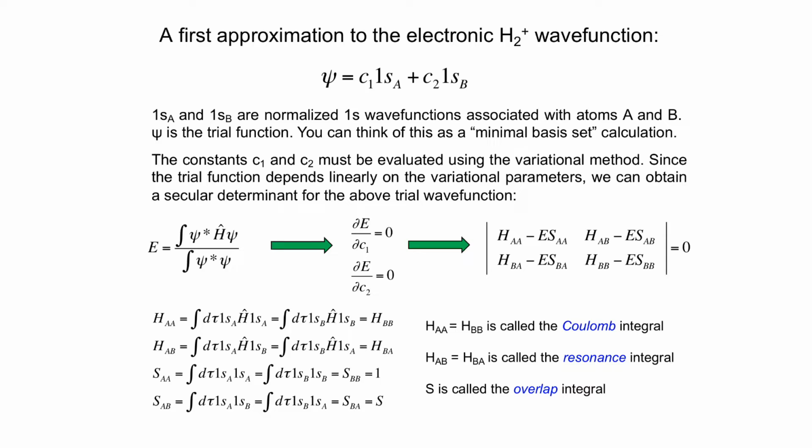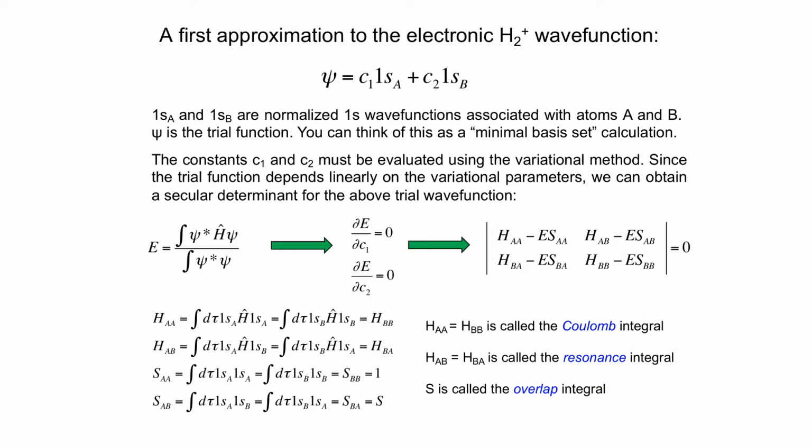But I'll just walk through the highlights of the solution using the secular determinant method. We can obtain a secular determinant, I should say, because our trial function depends linearly on these variational parameters C1 and C2. This is just a handy trick that is possible when you have that linear dependence on your variational parameters. So not always the case, but here it will work for us.